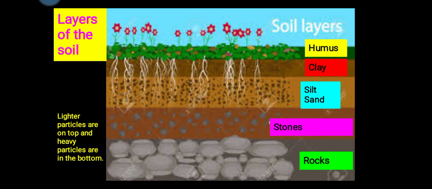If you take some garden soil in a jar and then keep it without disturbing it for a few hours, you will notice that after a few hours the stones and the pebbles will be in the bottom layer, and the lighter soil will be on the topmost layer. The same thing happens with soil. The lighter particles are always on top and the heavy particles are at the bottom, such as stones and rocks.